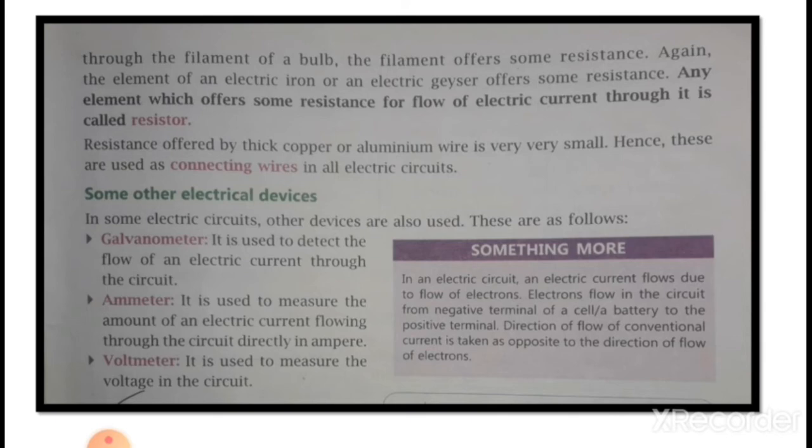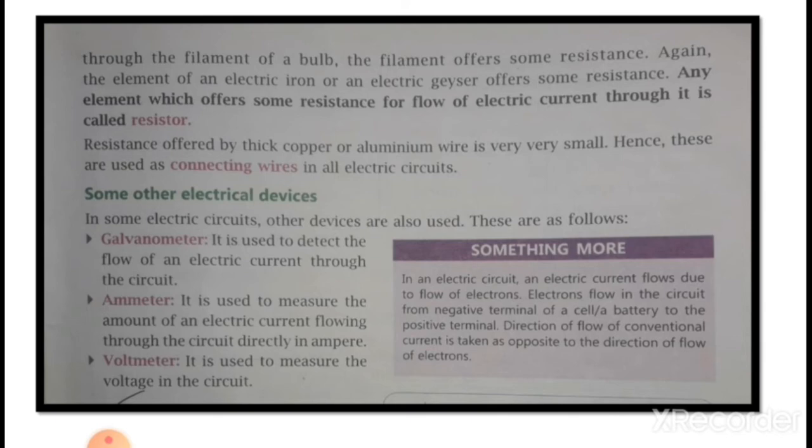Now let us study what are the electrical devices that we are using in the electric circuits. First one is the galvanometer. It is used to detect the flow of an electric current through the circuit. So in order to detect whether there is current in the device or not, we can use the galvanometer.